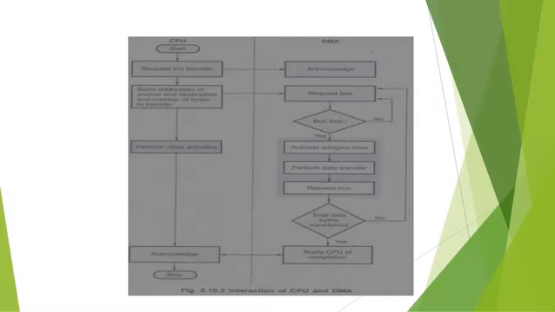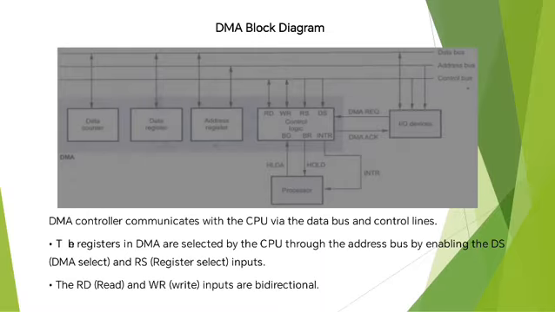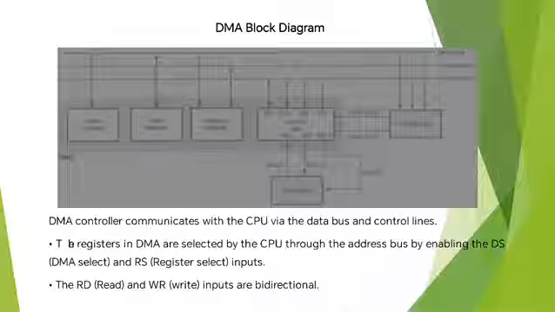So this is the diagram for the interaction of CPU and the DMA. This is the complete block diagram of a DMA. First, we have the DMA data counter as well as the data register, address register, control logic as well as IO devices.